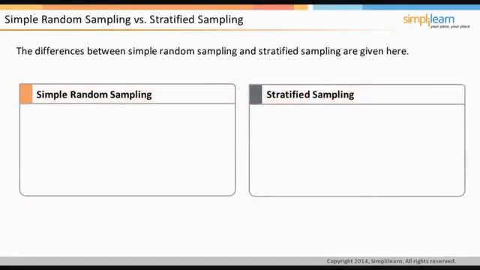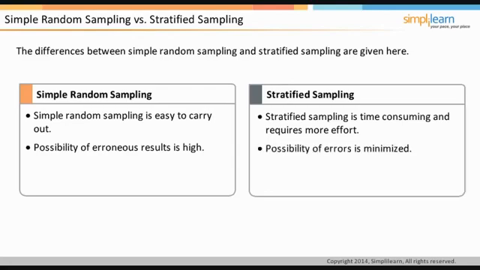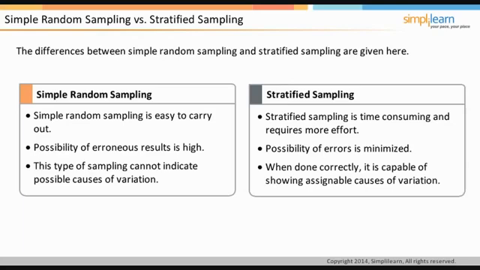In this screen, we will compare simple random sampling with stratified sampling. Simple random sampling is easy to do, while stratified sampling takes a lot of time. The possibility of simple random sampling giving erroneous results is very high, while stratified sampling minimizes the chances of error. Simple random sampling doesn't have the power to show possible causes of variation, while stratified sampling, if done correctly, will show assignable causes. In the next screen, we will look at the check sheet method of collecting data.